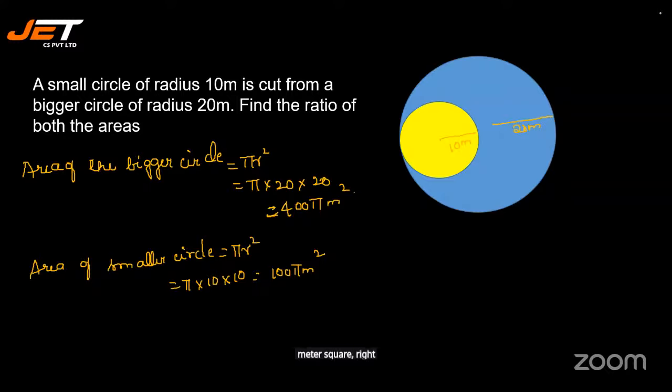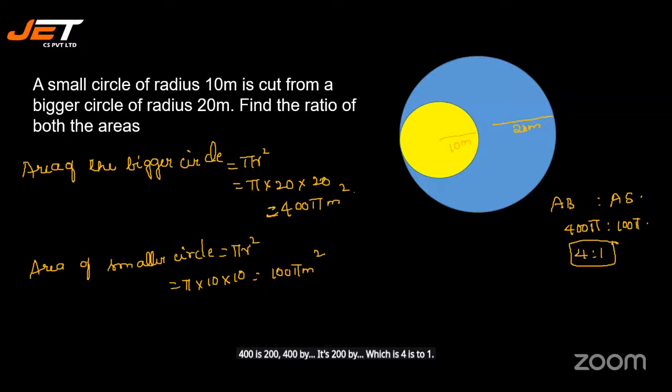Right. So now what is the question? Find the ratio of both the areas. So area of bigger circle is to area of smaller circle, which is 400 is to 100. 400 pi is to 100 pi, which is 4 is to 1. Okay. So this is the expected answers. So let me see how many of you have given me the correct answer.